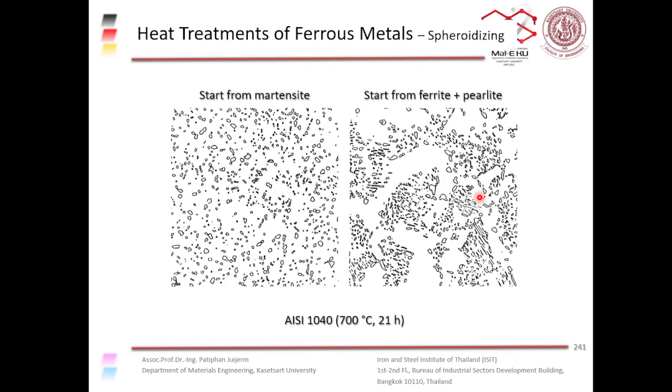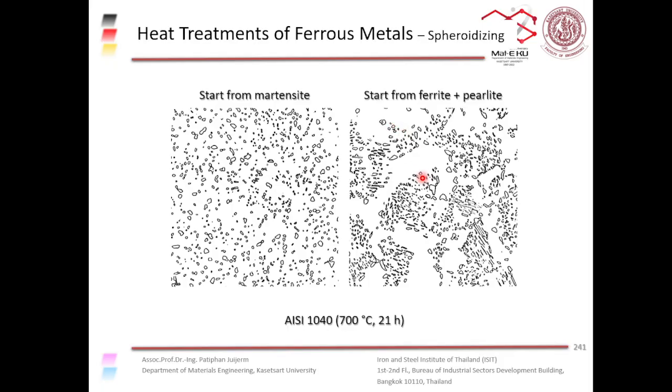Okay, and you can do the spheroidizing process from any microstructure. It doesn't have to start from pearlite. It can start from martensite. Martensite is a very hard phase. We will look at martensite a bit later in the hardening process, right? Or we can start from the ferrite and pearlite. So this is for the hypoeutectoid steel, right? When we have about say 0.6, 0.7% carbon, it's still a medium carbon steel, but it is a hypoeutectoid steel.